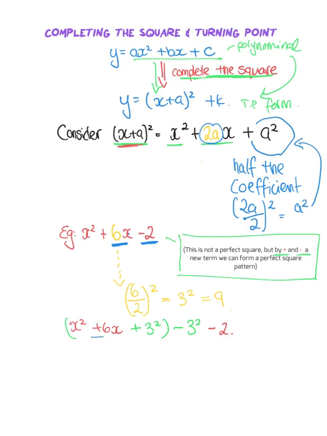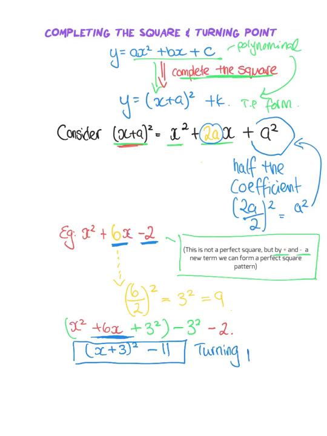Now this is a perfect square pattern, which I can factorize because this term is exactly 2 times the other one. Using my pattern, that would be x plus 3 squared. Then I add the rest: minus 3 squared minus 2, so that's 9 minus 2, and I end up with minus 11. Now I have completed the square, and I have my quadratic in turning point form.